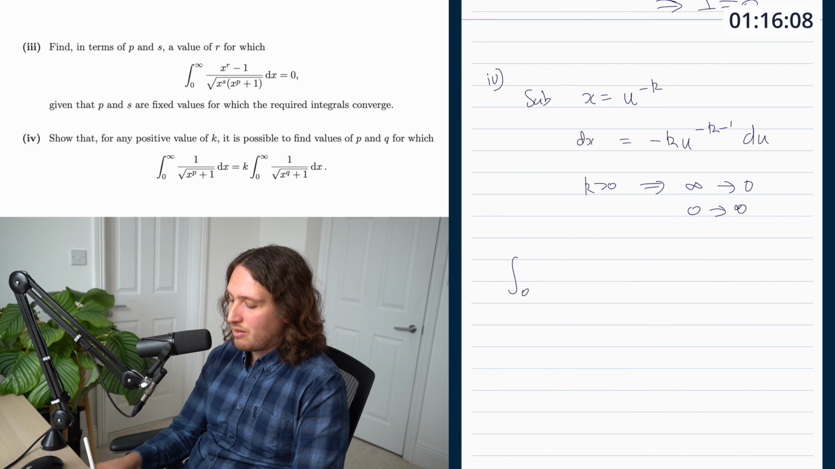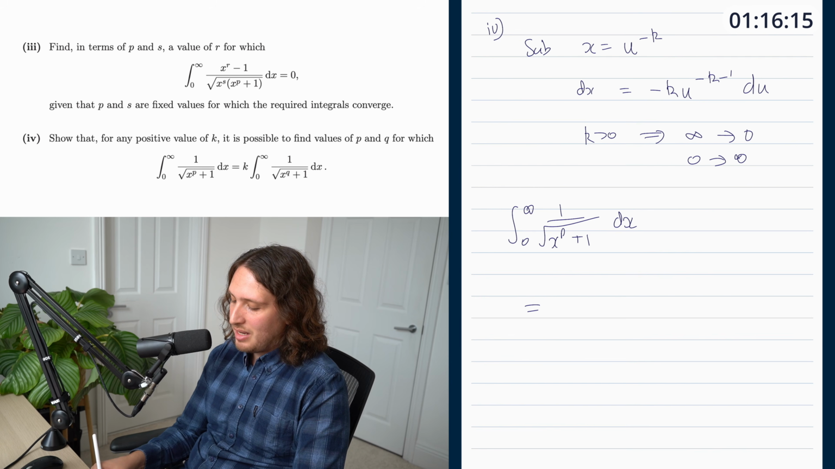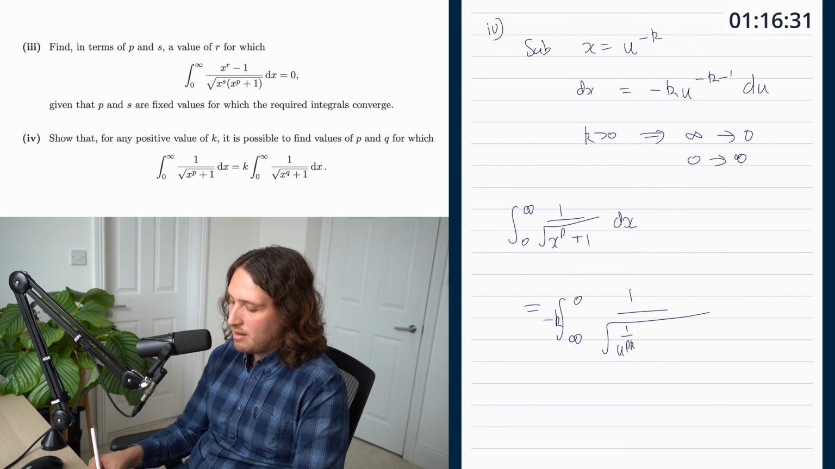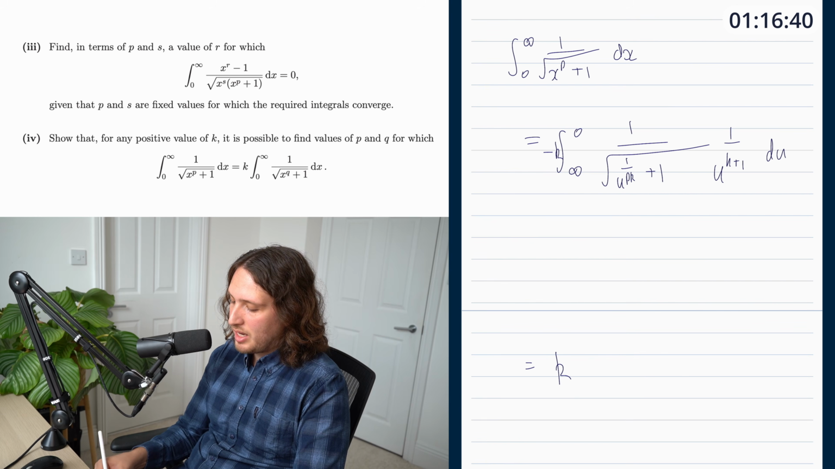And then what happens to my integral? 0 to infinity, 1 over square root x to the p plus 1 dx. My limits switch over, infinity, 0. Minus k, I'm very happy about that k. 1 over square root x to the, 1 over u to the pk plus 1, 1 over u to the k plus 1 du. I'll use the minus to switch the limits around.